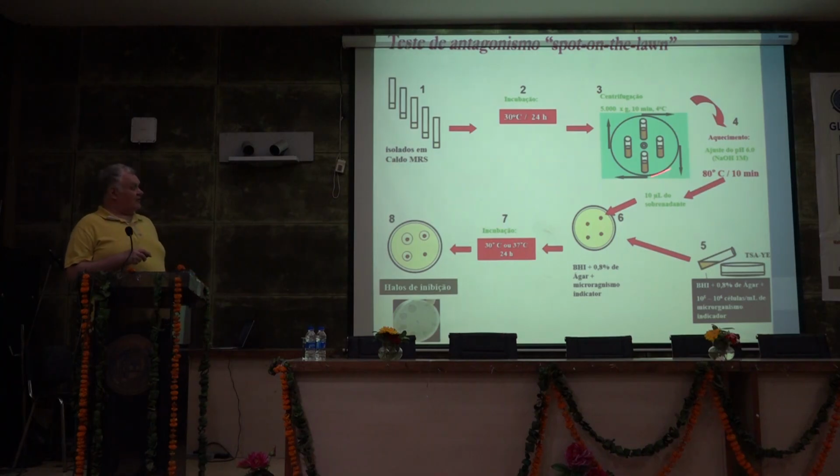You grow, you centrifuge, you obtain the free supernatant, you can correct the pH, you do the treatment to destroy the proteases and as well destroy the hydrogen peroxide. And then you need to spot on the plate.